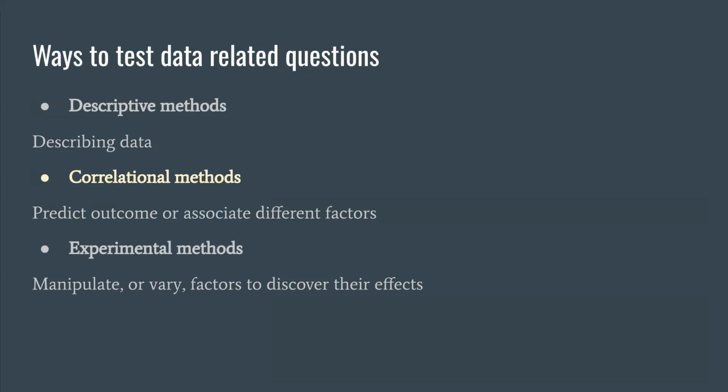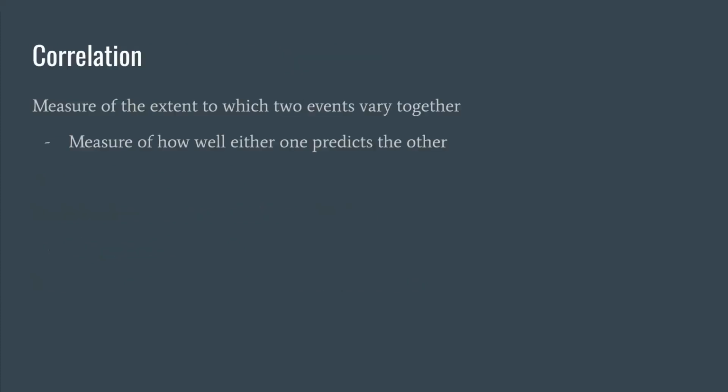So we talked about descriptive methods. Now let's move on to the correlational method. To understand advanced machine learning analysis, it is really important to understand basic correlation first. For correlation, you can think of it as a relationship between two things. It's often called a bivariate relationship.